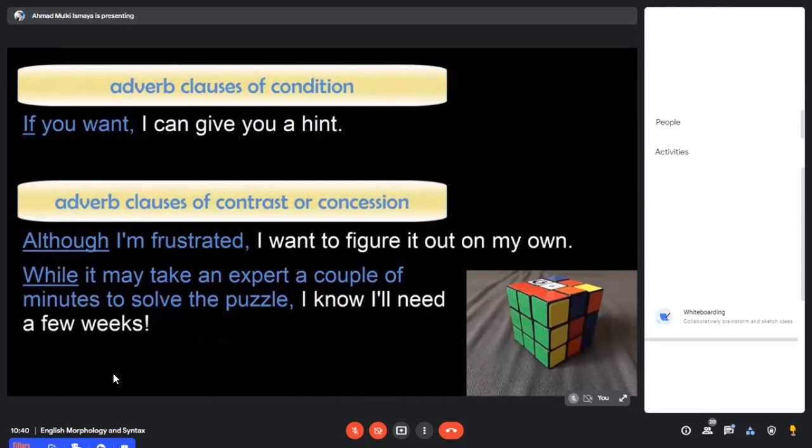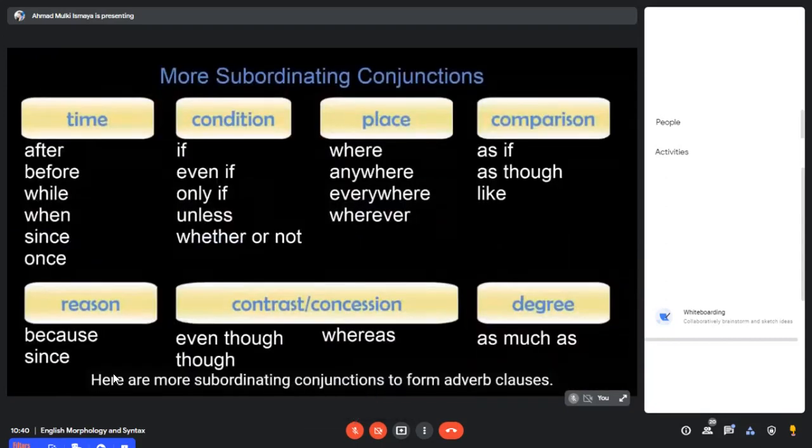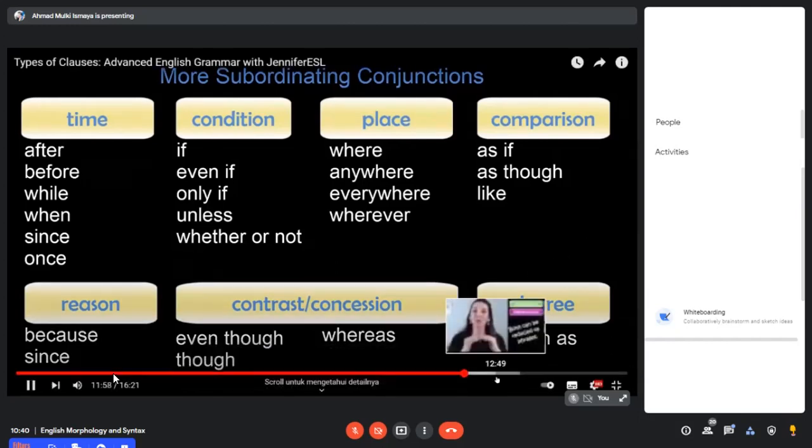If you want, I can give you a hint. Although I'm frustrated, I want to figure it out on my own. While it may take an expert a couple of minutes to solve the puzzle, I know I'll need a few weeks. Here are more subordinating conjunctions to form adverb clauses. Remember, this is not a complete list.